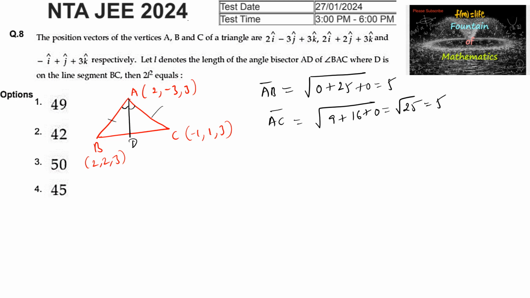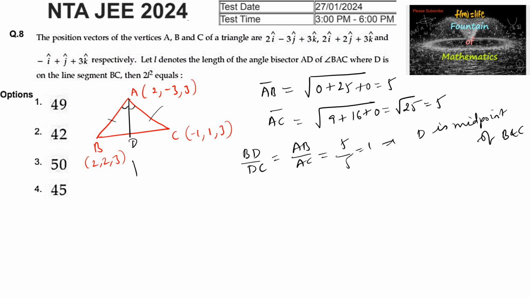So the length of AB and the length of AC are both the same, so we can say that BD by DC is equal to AB by AC by the internal angle bisector theorem, which is equal to 1. So the ratio of BD to DC is 1, so we can say 5 by 5 is 1, so D is the midpoint. D is the midpoint of B and C.